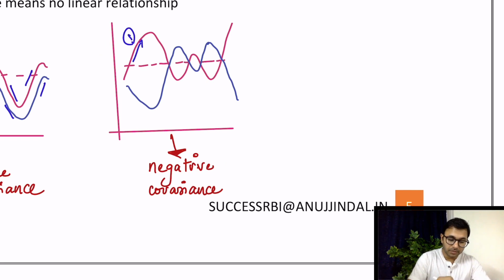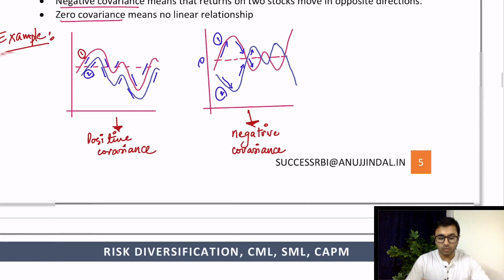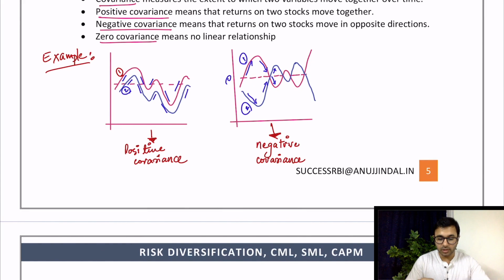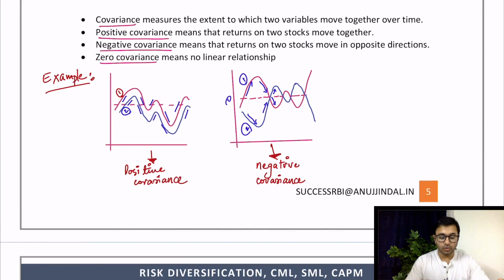The first one is moving up, the second one is moving down. The first one is moving down, the second one is moving up. First one is negative now. If this is 0, the second one is positive. Okay, so there is complete negative covariance here between these two particular asset classes, or between these two portfolios.